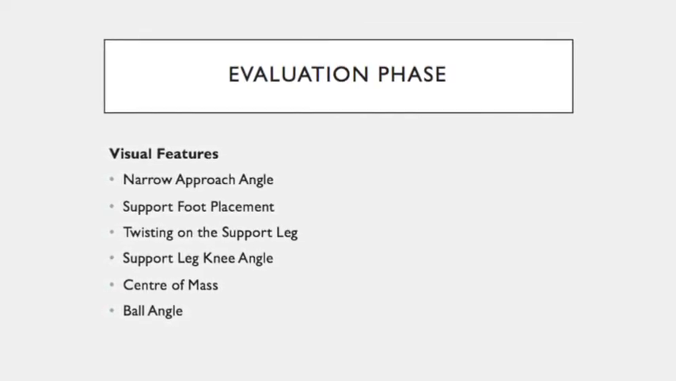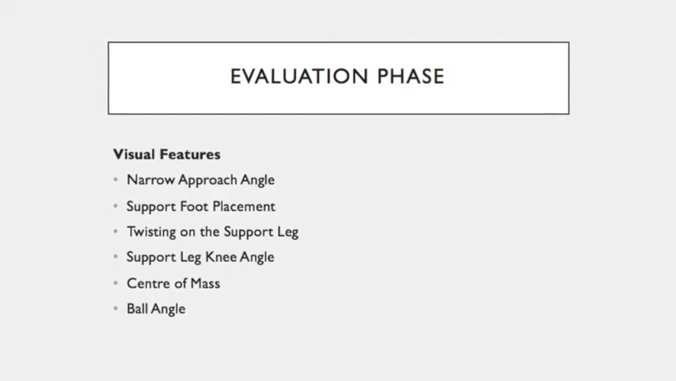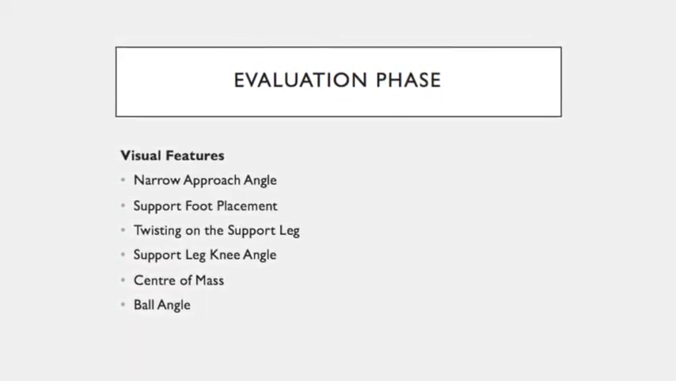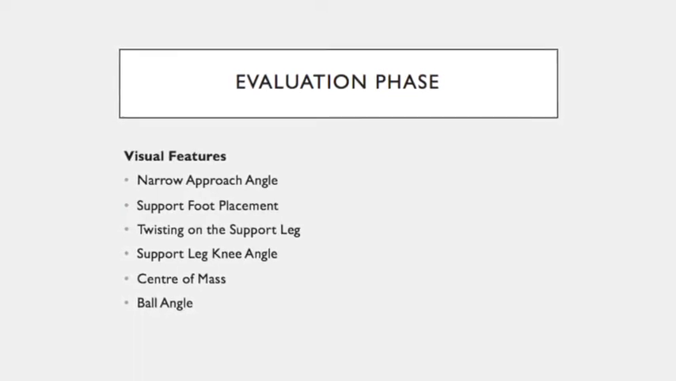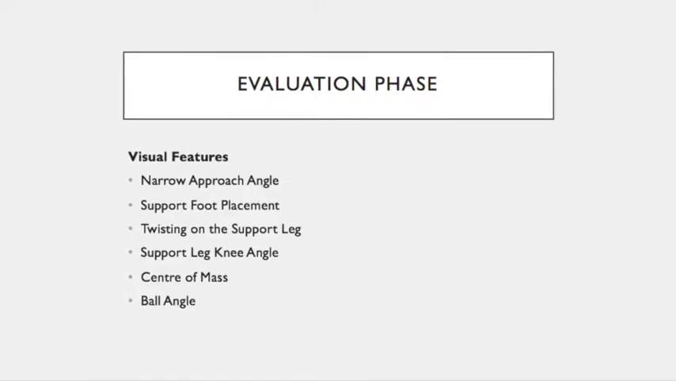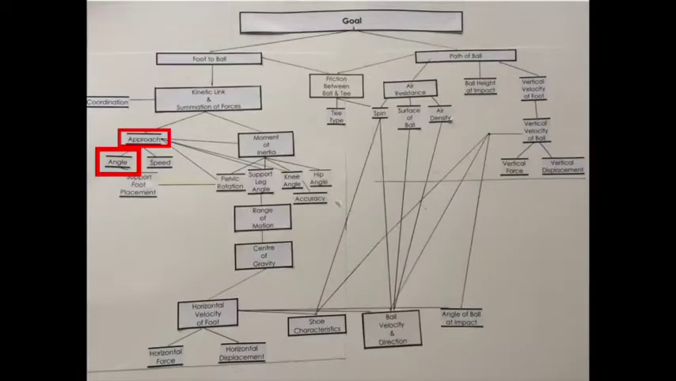These areas include his narrow approach angle to the ball, his support foot placement, twisting of his knee on his support leg, knee angle, his centre of mass, and the angle at which the ball is positioned on the kicking tee. The first section which I will analyse is Michael's approach and his approach angle to the ball.